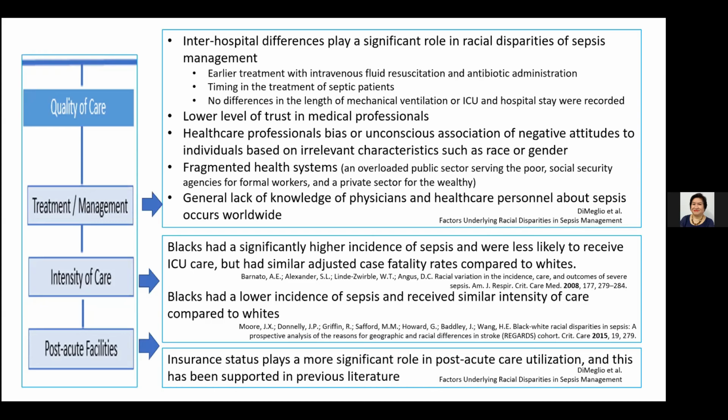With increasing hospitalization and decreasing case fatality rates, there is a growing number of severe sepsis survivors with complex medical needs. The study of DiMiglio posits that insurance status plays a more significant role in post-acute care utilization, and this has been supported by previous literature.